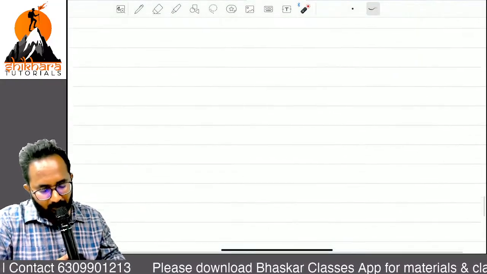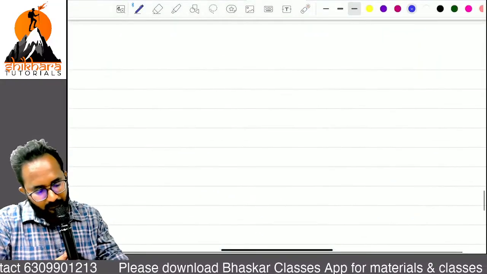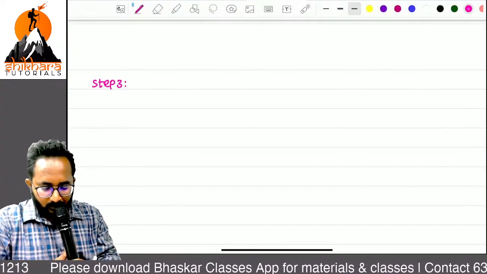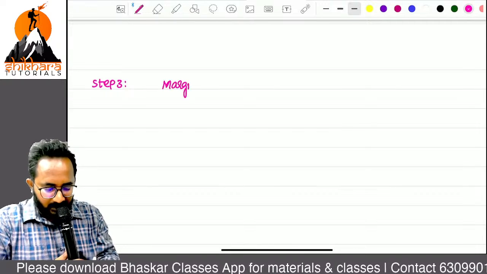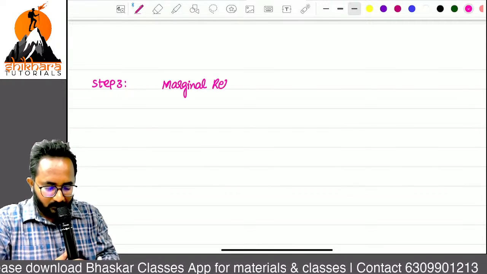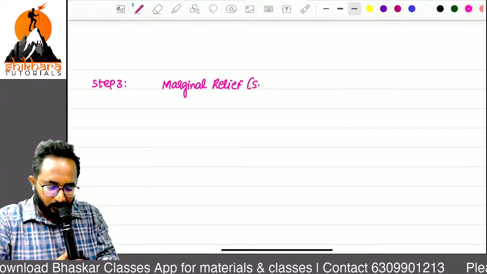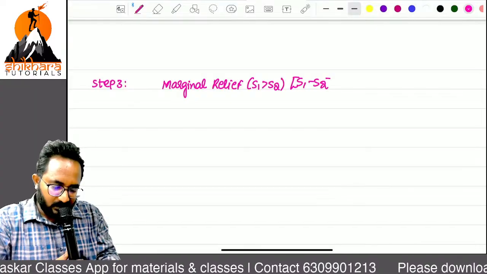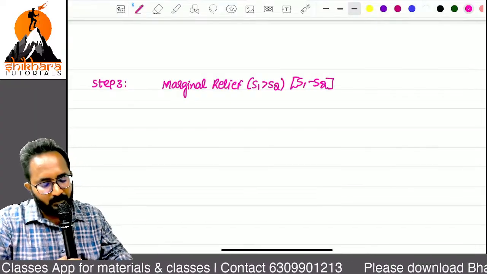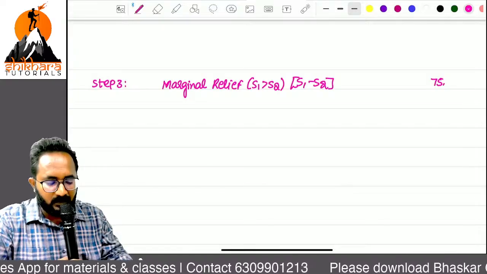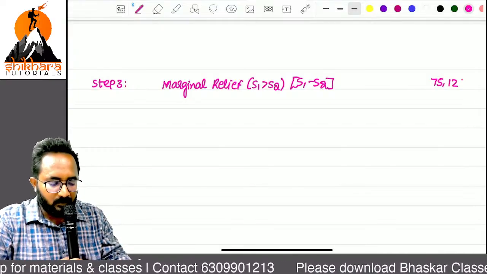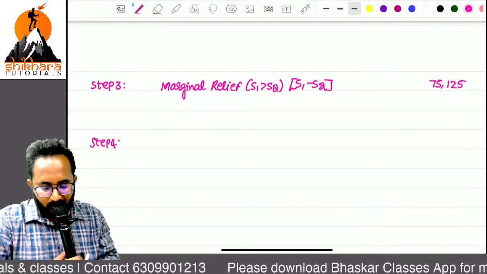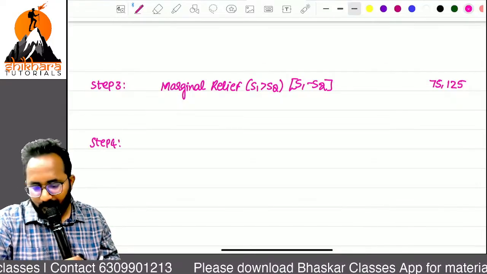Now we can write it down. What is step 3? Computation of marginal relief. What is that marginal relief? Step 1 is more than step 2. So the difference between these steps is the marginal relief. Can you tell me how much? 75,125. So now step 4, you know already, this is only the tax liability computation.